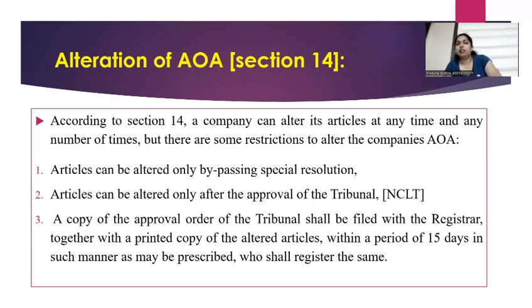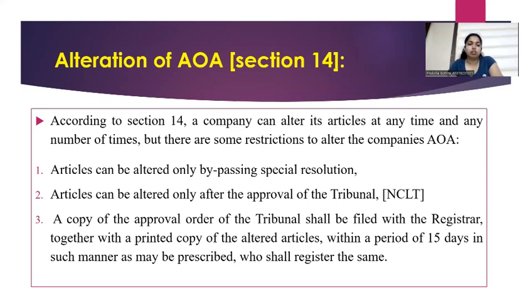They tend to just file only the altered articles. Like they will just print out the extra articles that they've added, and in another sheet they will mention the articles they've removed. That needs to be registered with the registrar of companies within 15 days after getting approval from the NCLT. The registrar of companies will register that particular document and add it in his records as well.